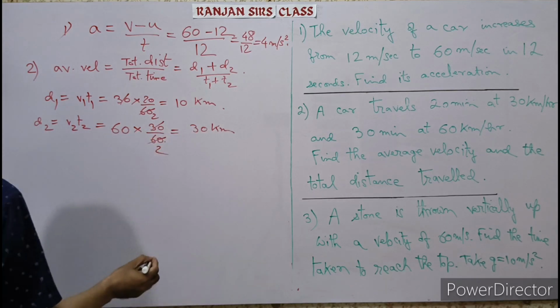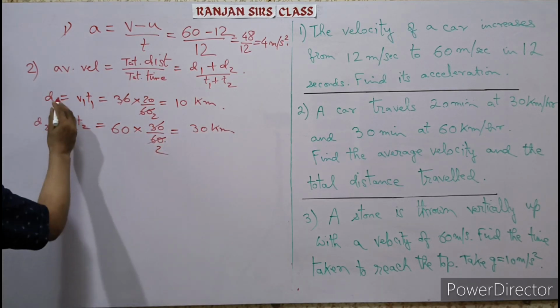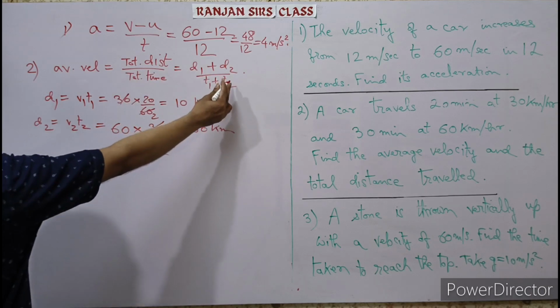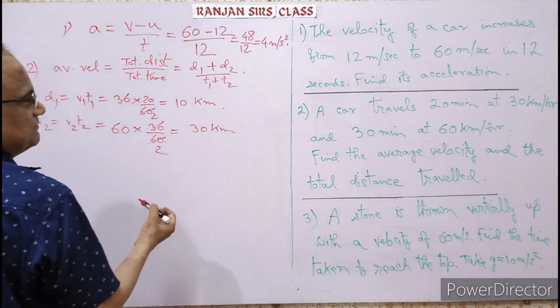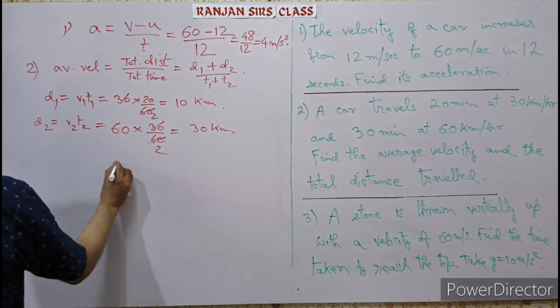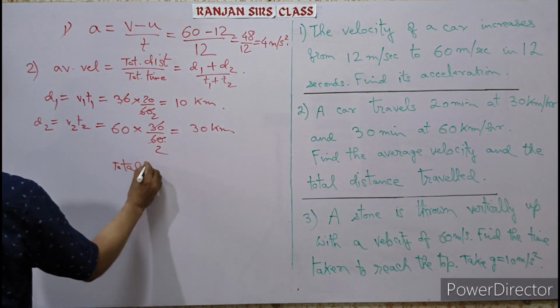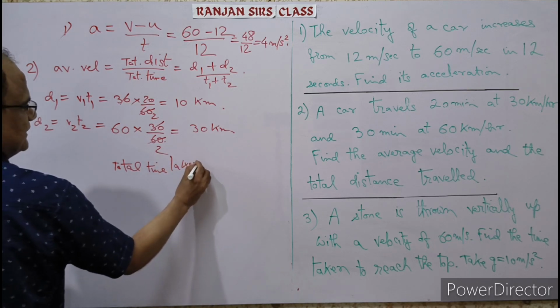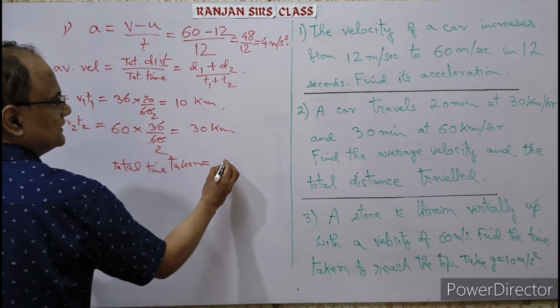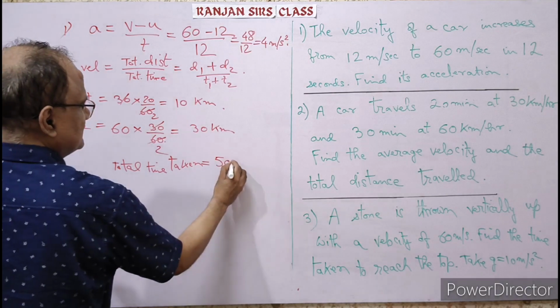Okay. So we are getting 30 kilometers. So total distance traveled now I have got. And what was the total time taken? Total time taken was 30 plus 20 minutes. That is 50 minutes.